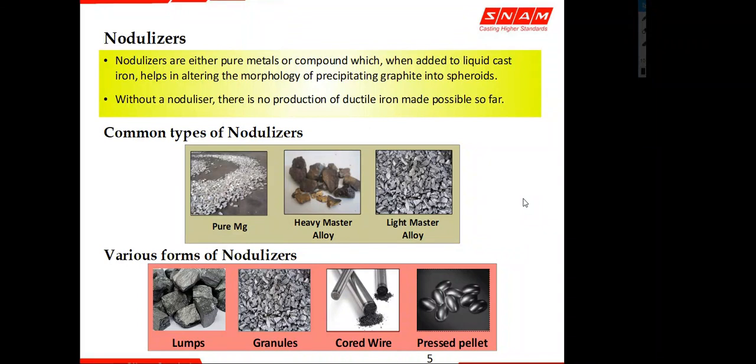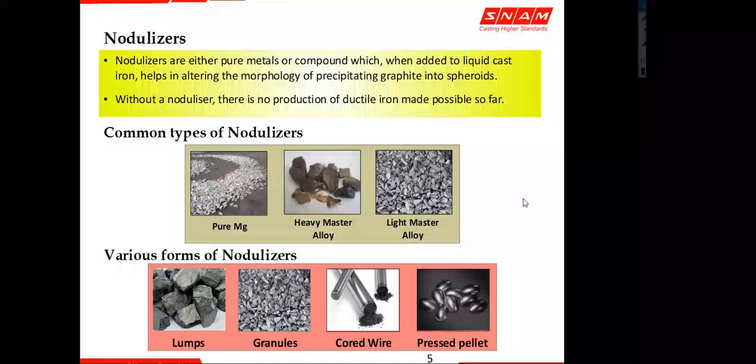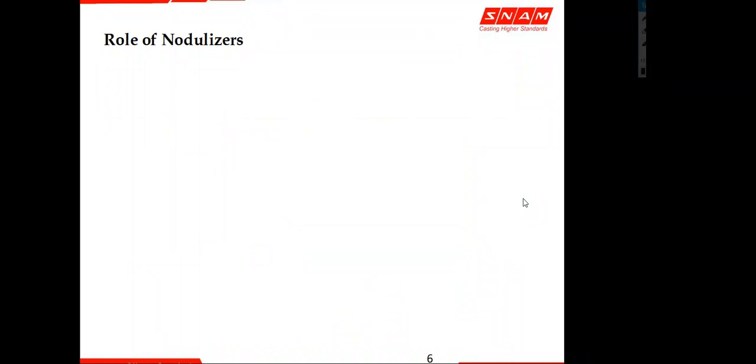Again, the first, second, and fourth materials are added directly into the treatment ladle, and the third material, the cored wire type technology, is immersed or plunged into the liquid iron. So these are the four ways in which the above three nodalizers, like pure magnesium or heavy master or light master alloys, are being used in the foundry industry. So let us go into how nodalizers work.